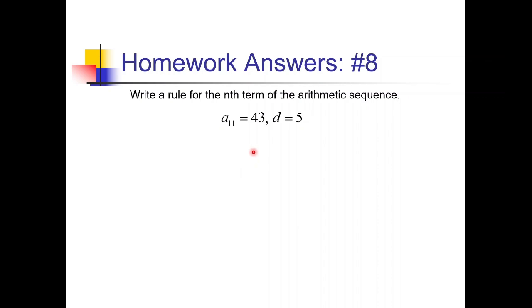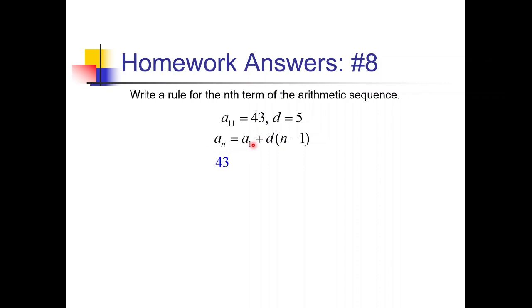For this problem, to get a rule for the nth term of this arithmetic sequence, let's start with the arithmetic nth term formula. A sub n equals a1 plus d times n minus 1. So we have the d value. We need to figure out the a sub 1 value to complete this formula. So what we're going to do here is plug in our d value that they gave us, and we'll also plug in this 11th term of 43. So a sub n, we're going to actually use a sub 11 for that. So we're going to do 43 right here.